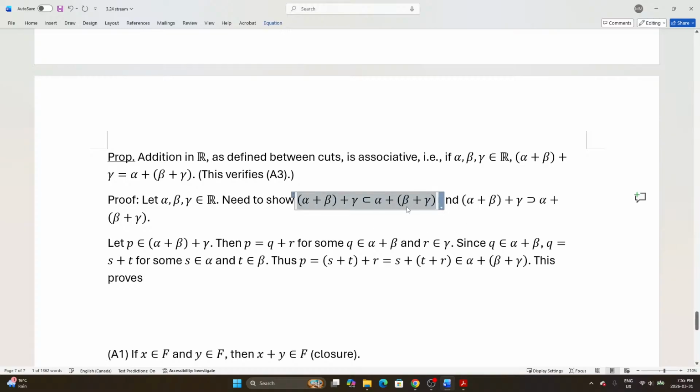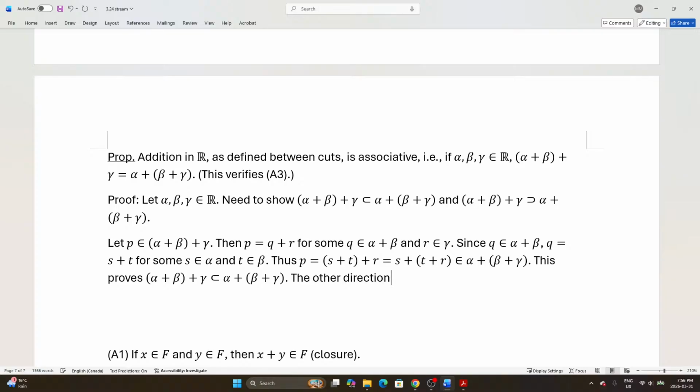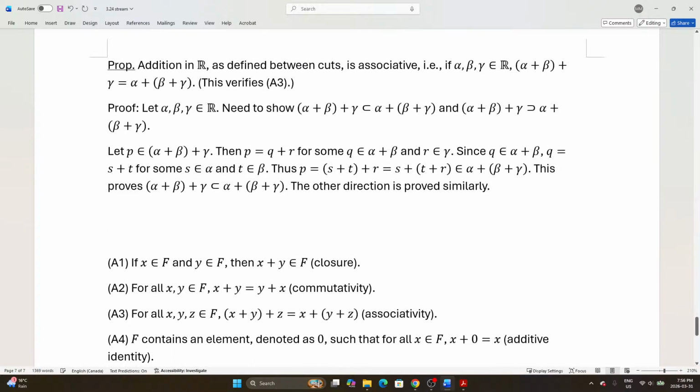the first containment relationship. And by the way, this kind of proof has a name. It's called element chasing. To prove a set is a subset of another, you start from an arbitrary element in the supposedly smaller set, and you prove that it's also in the supposedly bigger set. And the other proof, the other direction, is proved similarly. Okay, done. A3 is done.